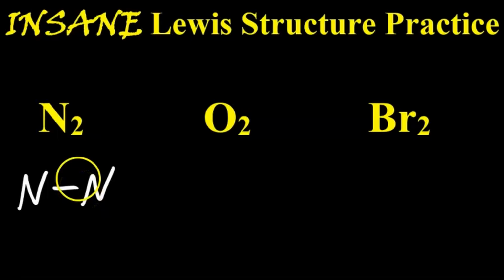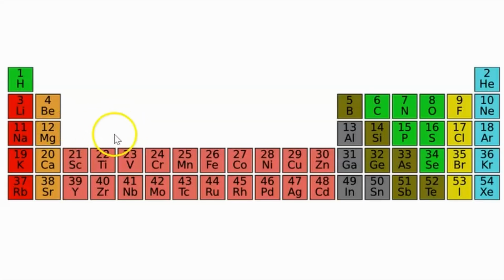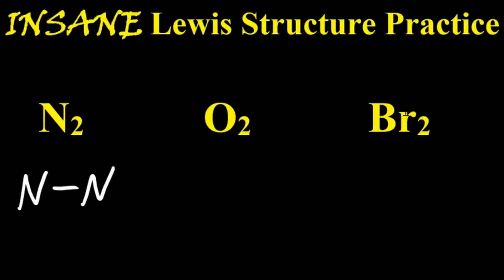Now we need to count the number of electrons. We've got to add the electrons. Nitrogen, if we look on our periodic table, is here. If we start from the left and count, 1, 2, 3, 4, 5, nitrogen has 5 valence electrons. Since there are 2 of them, we need to add 10 electrons. There are 2 in a bond, so we need 8 more. We'll put 4 on each side. So there's 1, 2, 3, 4, 5, 6, 7, 8, 9, 10. Okay, so we added our electrons.